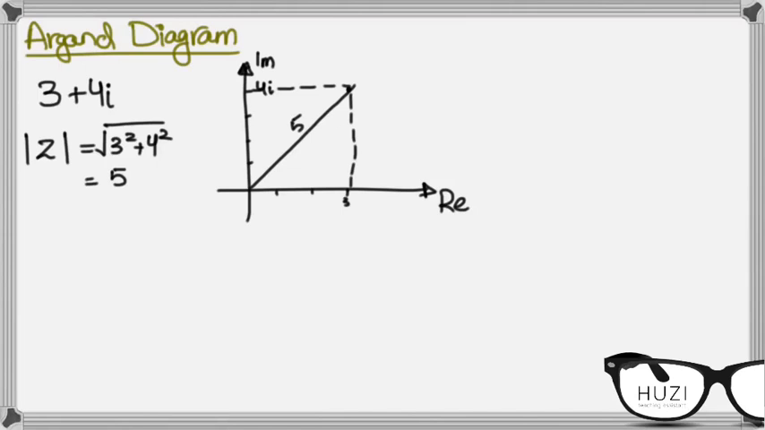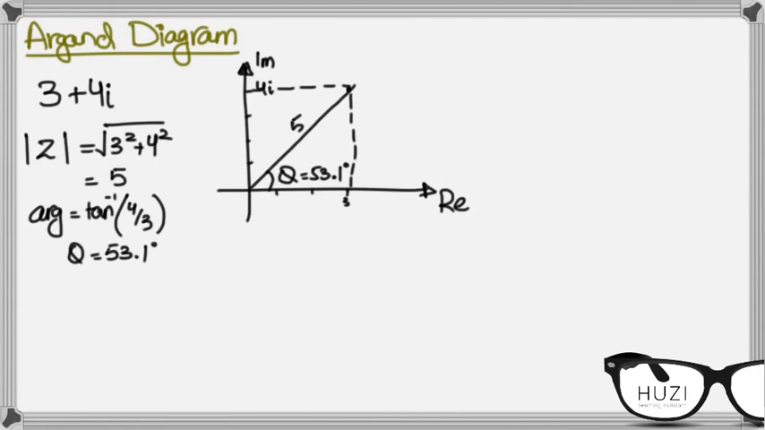Then let's talk about the argument. The argument refers to the angle that's created with the horizontal when you plot a complex number. To find the argument, tan inverse of b upon a, so theta will be 53.1 degrees. So this angle over here is theta equals 53.1 degrees.